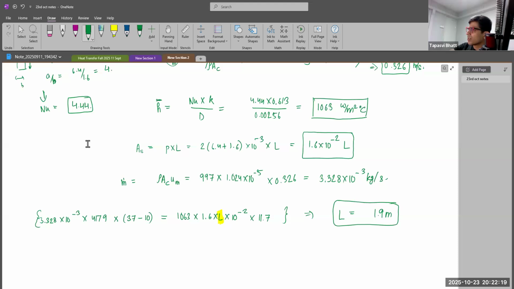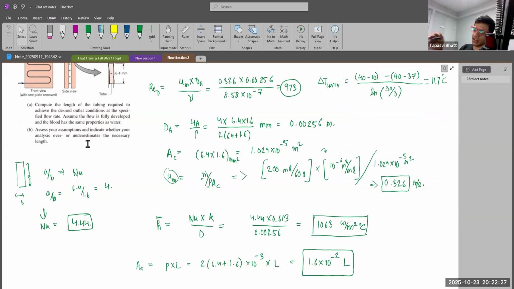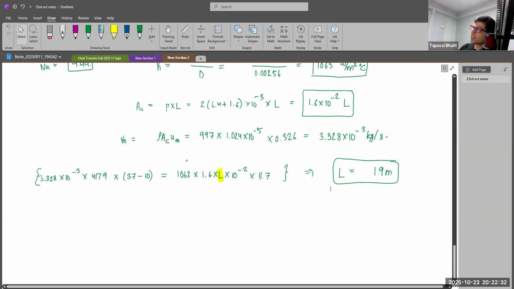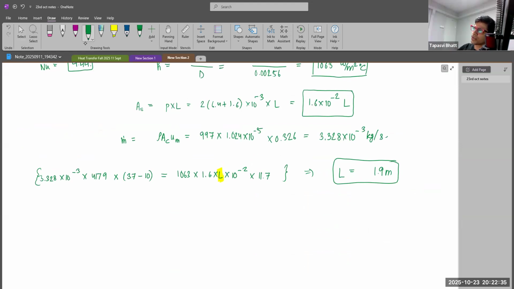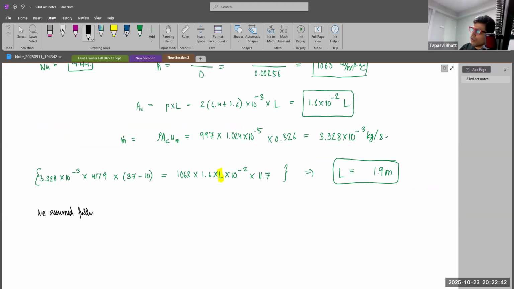Is there a B part to the problem? Assess your assumptions and indicate whether your analysis over or underestimates the necessary length. When they ask us to assess, what were the assumptions we took? We assumed fully developed flow, at least at the end, right? Because only then are these equations going to be valid.